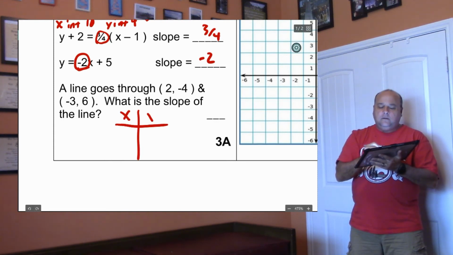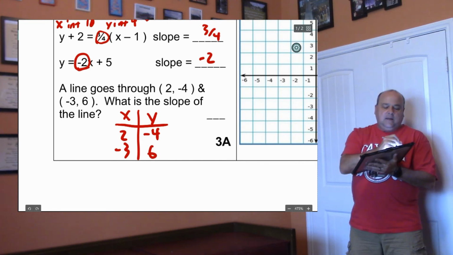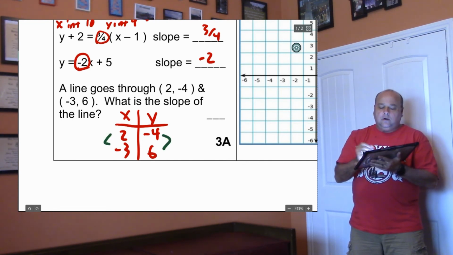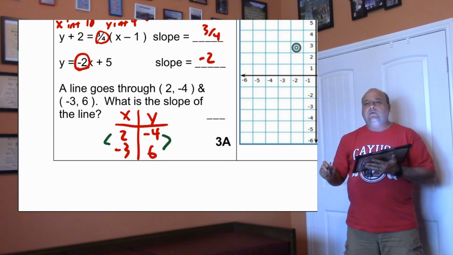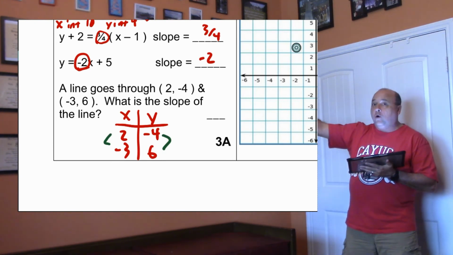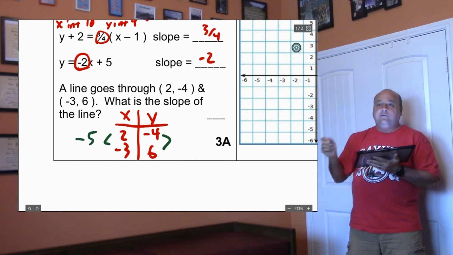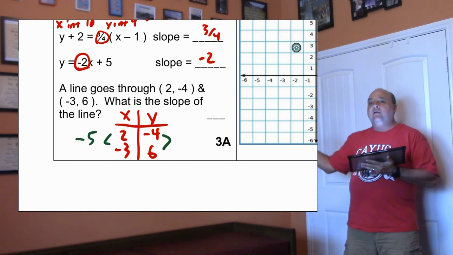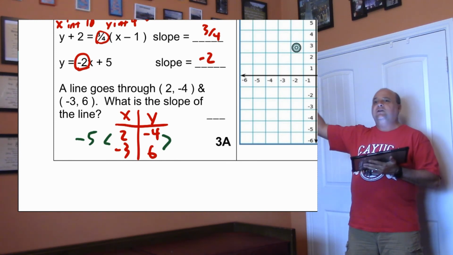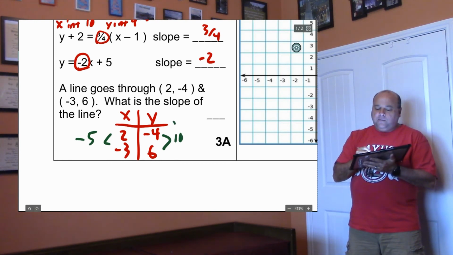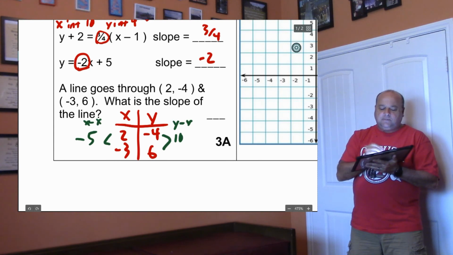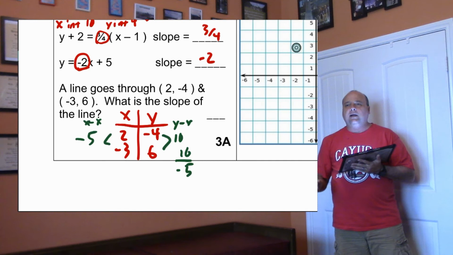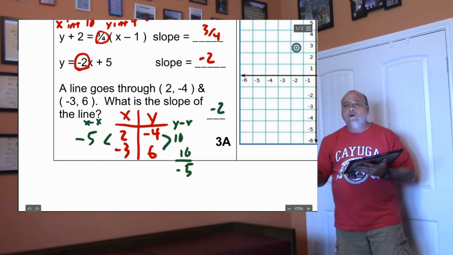Put x and y, and then make a t-chart. 2, negative 4, and negative 3, 6, and then draw your carets here. What do you do to 2 to go to negative 3 on the number line? You're going to go from 2 and you're going to go backwards to negative 3. You go left 5, don't you? What do you do to go from negative 4 to 6? You're going to move over 10, right? This is my y minus y. This is my x minus x. It's going to be 10 divided by negative 5. That's a simple way to get that slope. So the answer, 10 divided by negative 5, my slope would be negative 2.